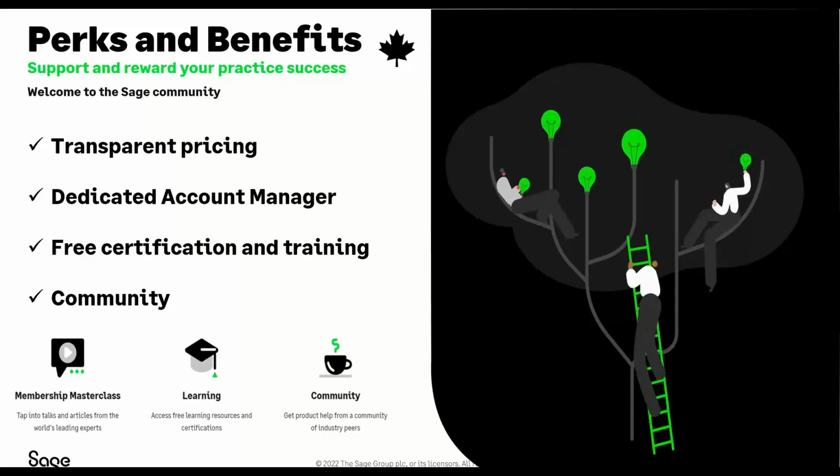But as I mentioned in the beginning, Sage for Accountants is not only the tools, but also the perks. It's a full partner program. So there are perks and benefits associated to Sage for Accountants. We have transparent pricing for bookkeeping and advisory firms, dedicated account management, free certifications and training, free products for practices, and we're building a community around Sage for Accountants to be able to support our partners. So that pretty much wraps up what I wanted to touch on for Sage for Accountants.